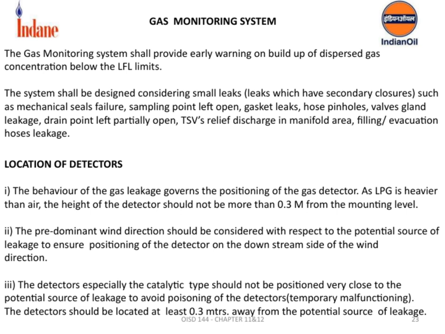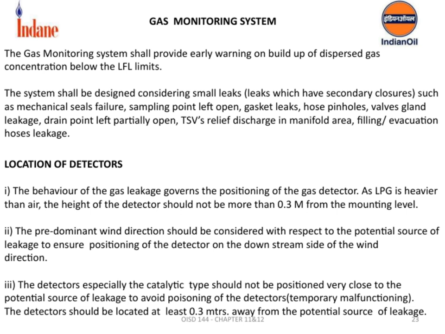Additionally, for catalytic-type detectors, placement is key. They should not be placed too close to potential leak points because proximity can lead to poisoning of the sensor, which causes temporary malfunctioning. A safe distance of at least 0.3 meters from the leak source is recommended to prevent this issue.